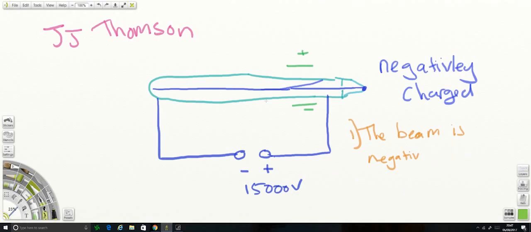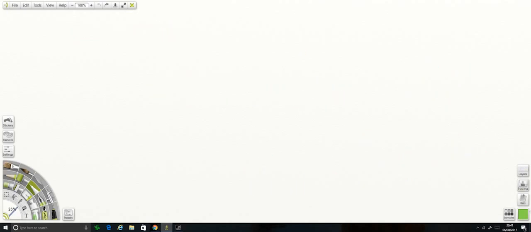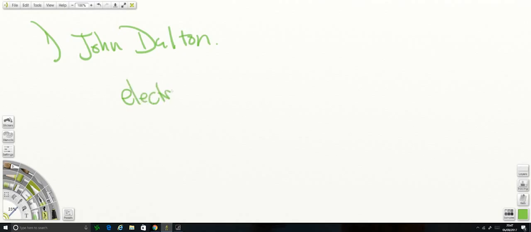Why was this a big deal? Because number one, it disagreed with John Dalton. If you remember, John Dalton said that the particles are indivisible, that the smallest part of a particle is the atom. There's nothing else smaller than an atom. Well, what he proved is that there is something smaller than the atom. It's the electron. So he discovered the electron, and he hypothesized that there'd be a positive proton.